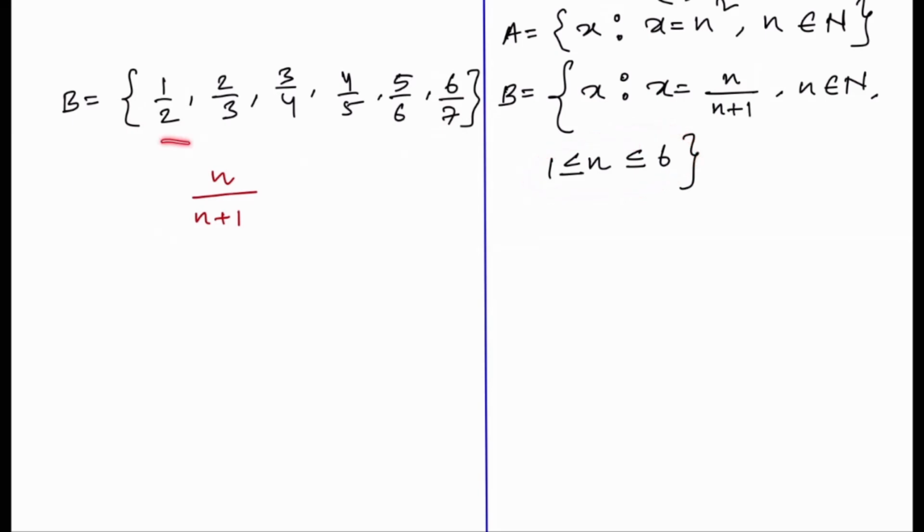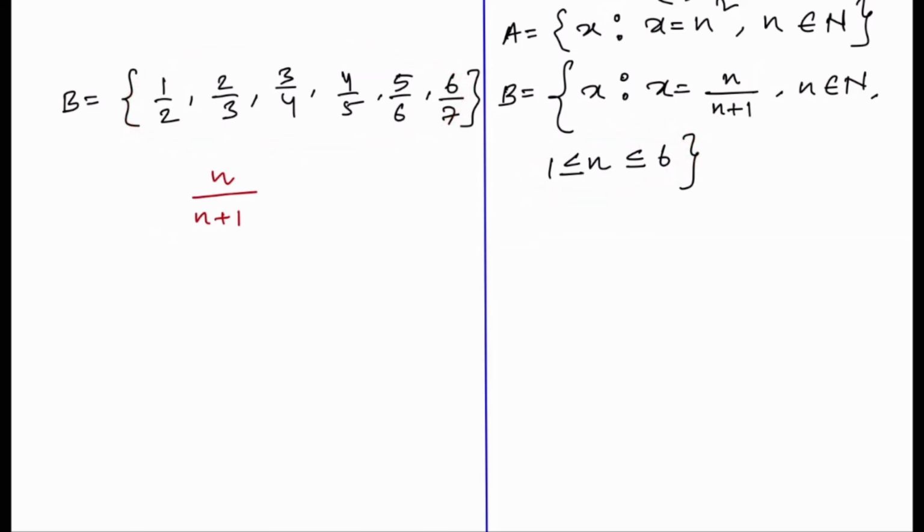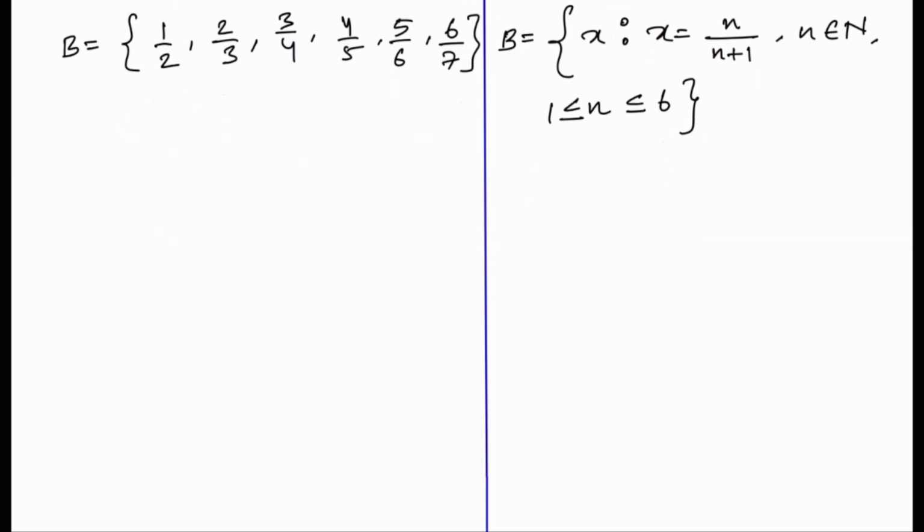Okay, but we have a limited number of elements, so we have to put this condition to make a finite number of elements in the set. Now we will move on to the next example. Let's go to the next example.